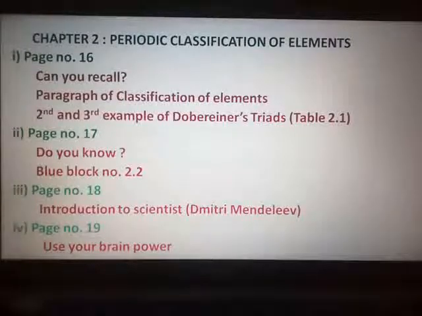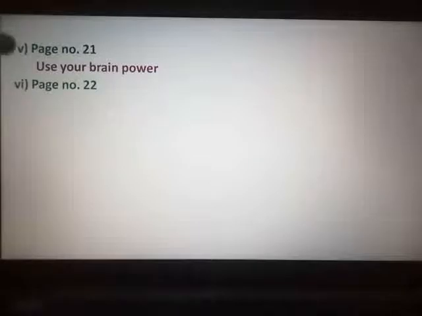Page number 20, there is no reduction. So we move to page number 21, use your brain power, all the 4 questions you have to remove. So page number 21, remove use your brain power. Page number 22, you have an activity, can you tell, remove that activity.